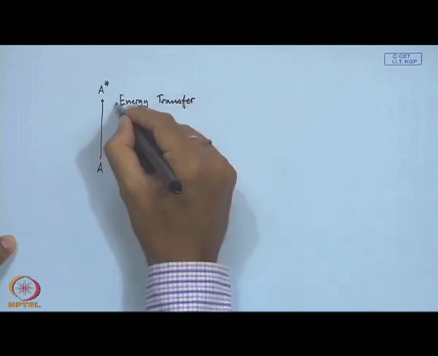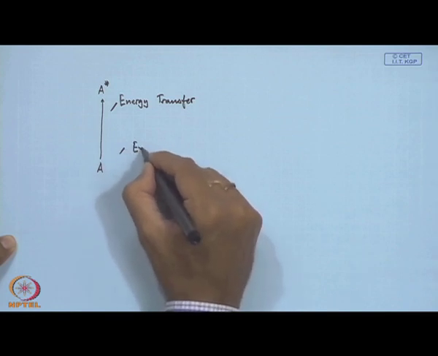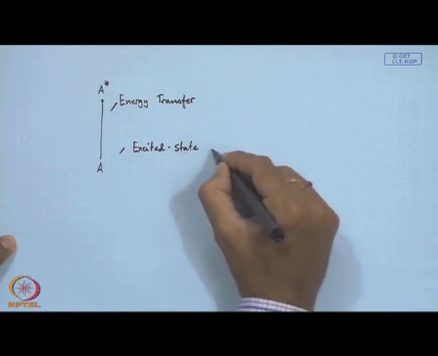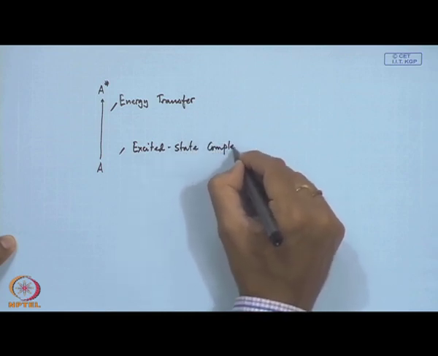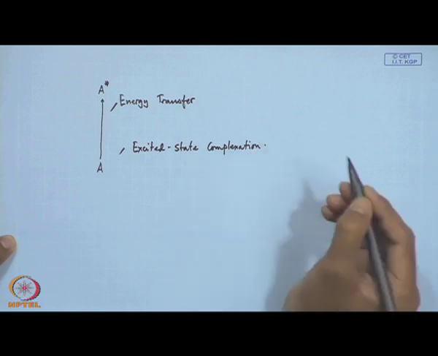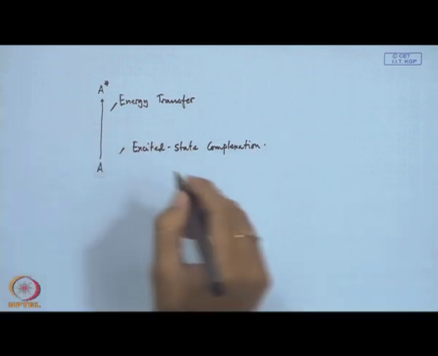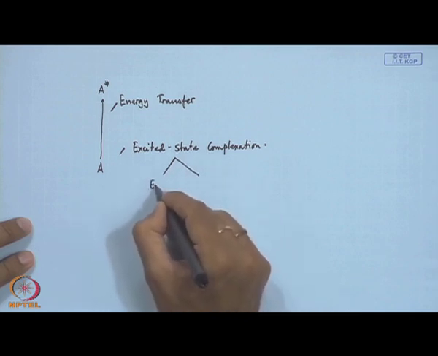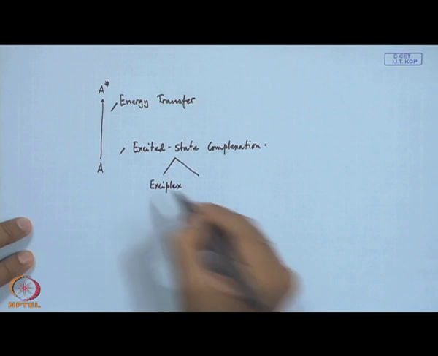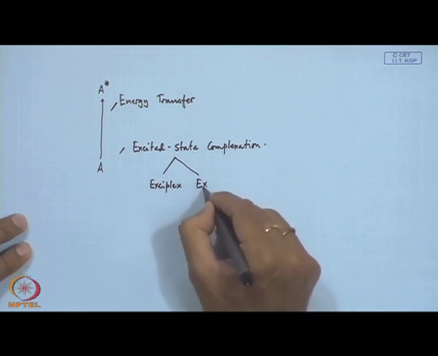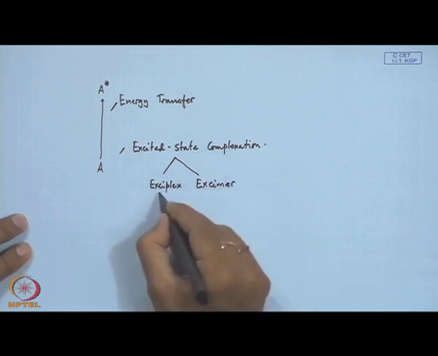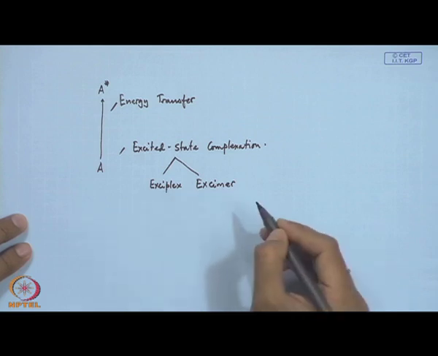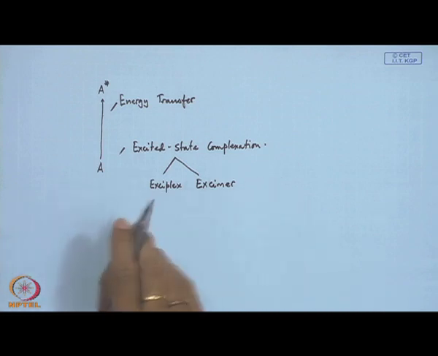or maybe the other possibility is excited state complexation or excited state complex formation. And under this heading broadly there are two things, one is exciplex, another is excimer, that is excited state complex and an excited state dimer, that means of which one is in excited state, the other is in ground state. Anyway, I will come to this.